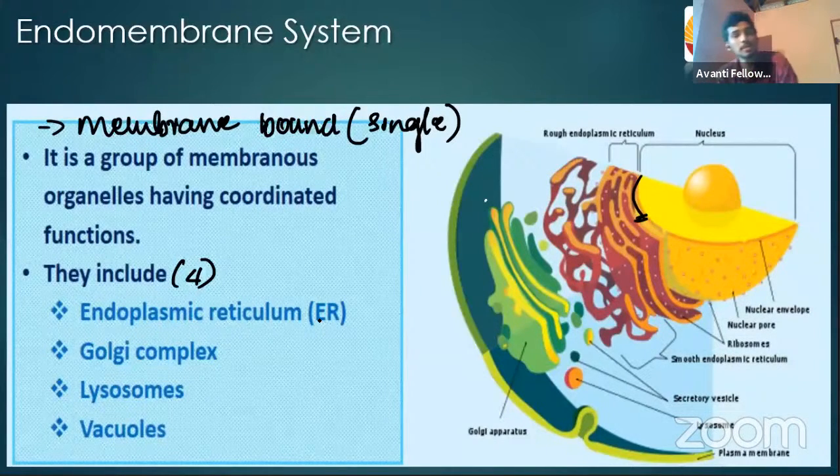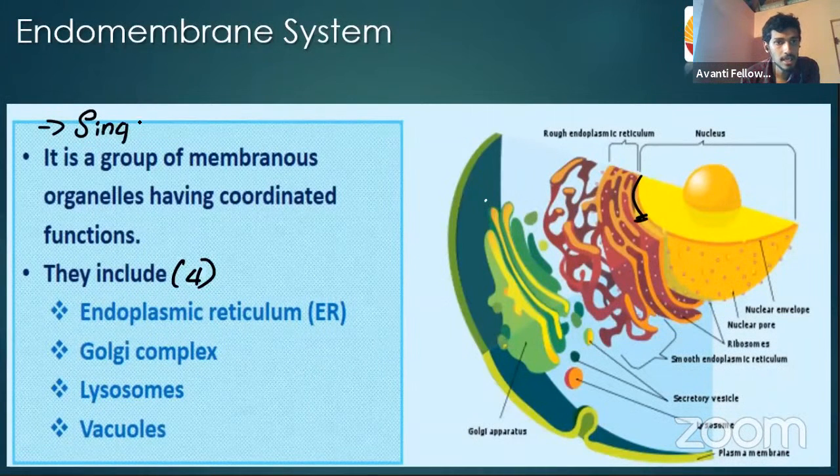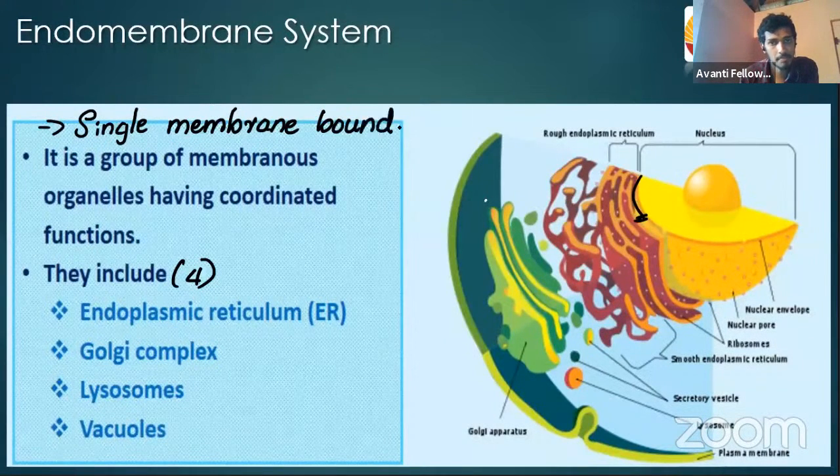So remember, guys, the endomembrane system contains only 4 organelles: endoplasmic reticulum, Golgi complex, lysosomes, and vacuoles. Why do we call it the endomembrane system? Because these show coordinated functions or coordinated movements. That is very important. They are membrane bound, single membrane bound. That means each will have a single membrane outside. Okay, we will move on to the first one.